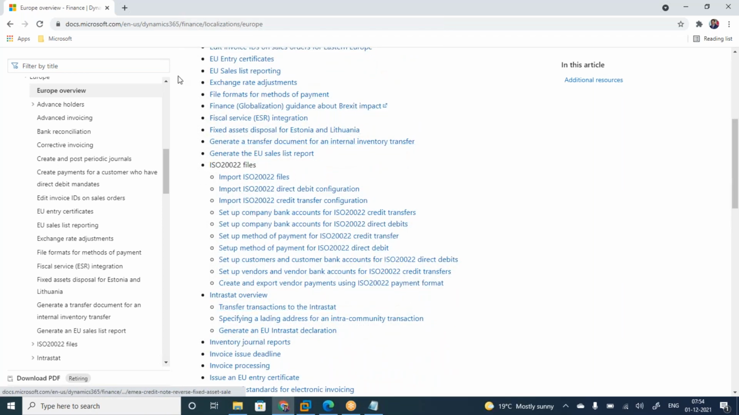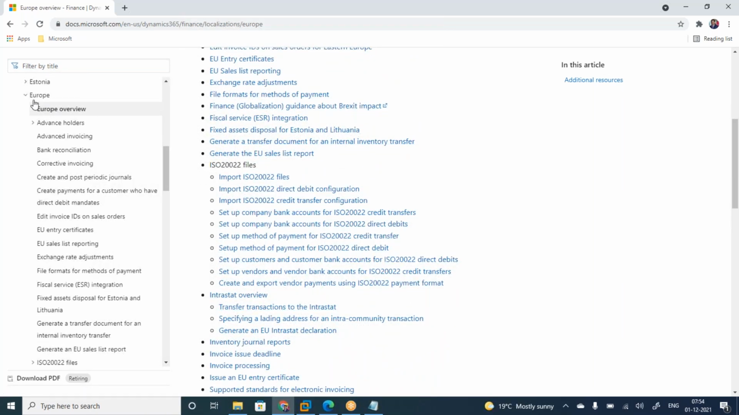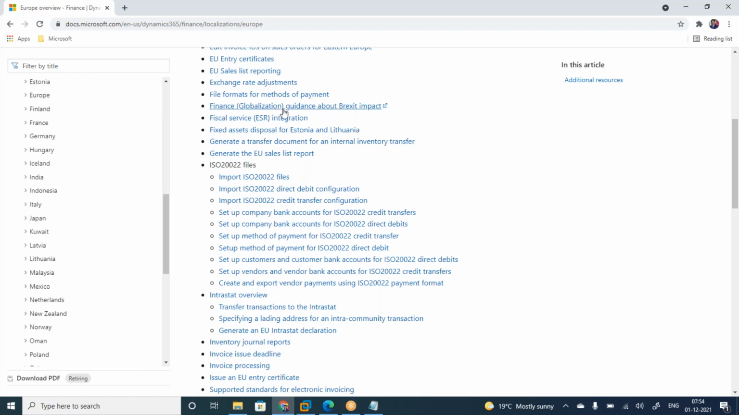Not only Europe, any country will have different taxes. All Europe countries have different taxation. Japan has different taxation. Italy has different taxation.